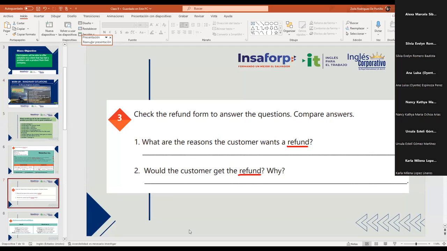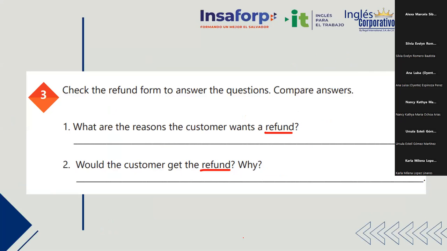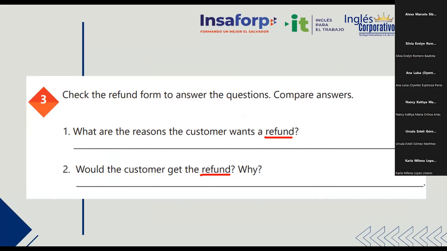Right, look at the questions here now. Remember, you can go to your manual to check this exercise. This is in the manual, right? Check the refund form to answer the questions. And you have, what are the reasons the customer wants a refund? And then, would the customer get the refund? Why or why not? Okay, so you go to the manual. I'm going to tell you what page it is.